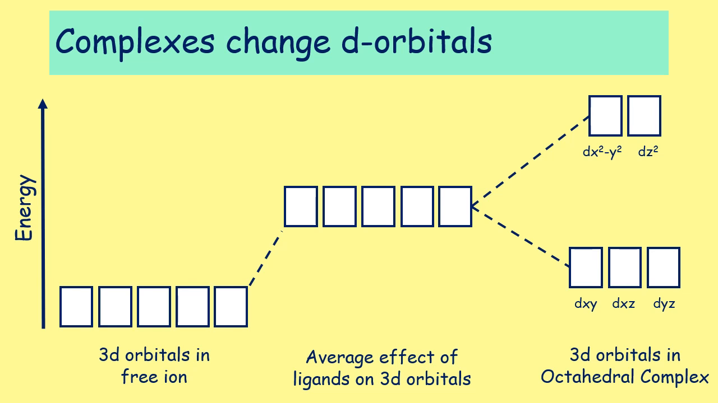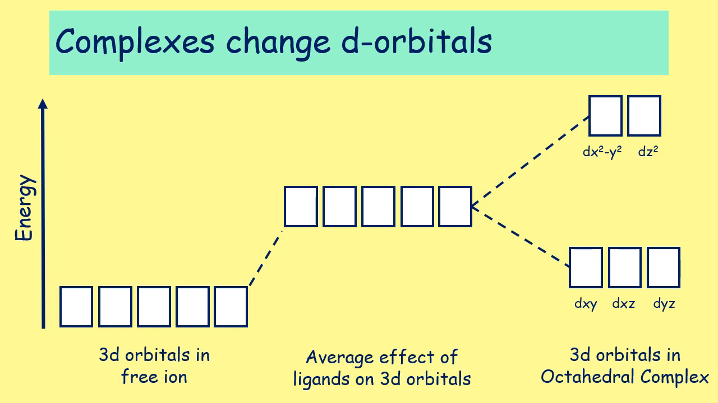Now, the reason why we get this split is because the ligands come in an octahedral pattern. That means they're coming in at 6 particular angles. The x squared minus y squared and the z squared orbitals are the ones that point directly at the ligands, which means they're going to be more greatly affected by the repulsion of electrons, and so they're going to increase in energy the most. The other orbitals still have a slight increase relative to where they started, but because they don't point directly at the ligands, the effect is a lot less.